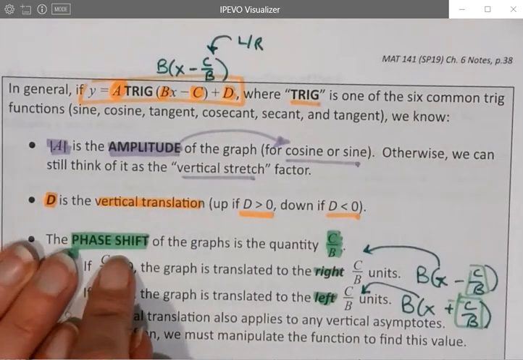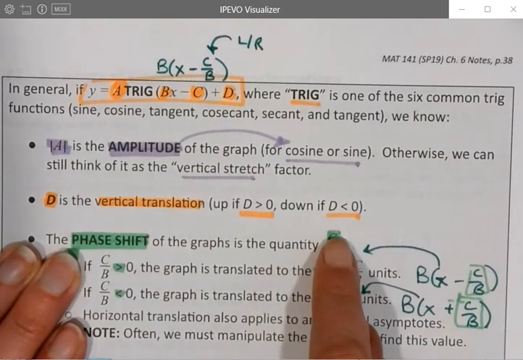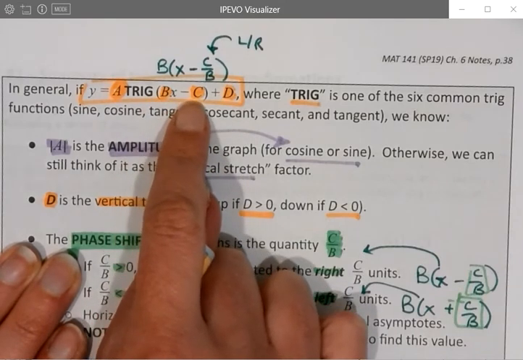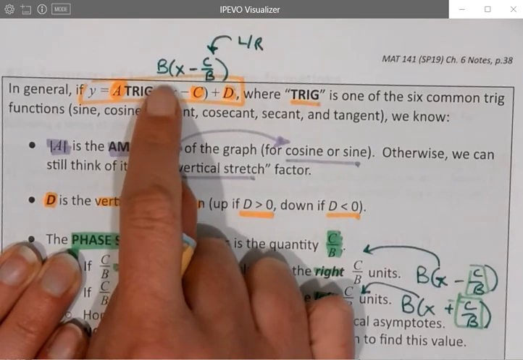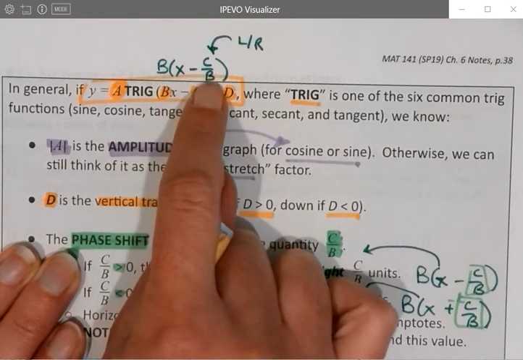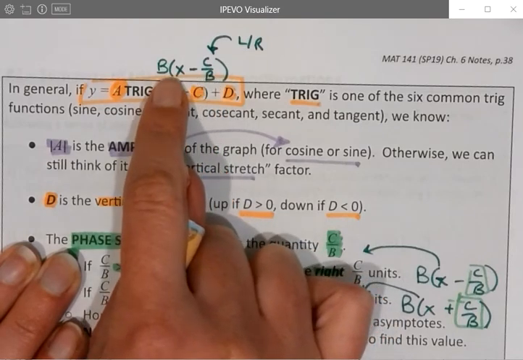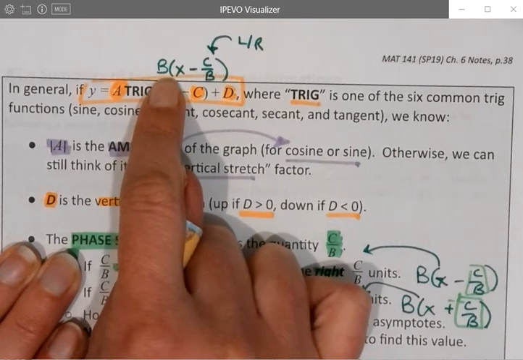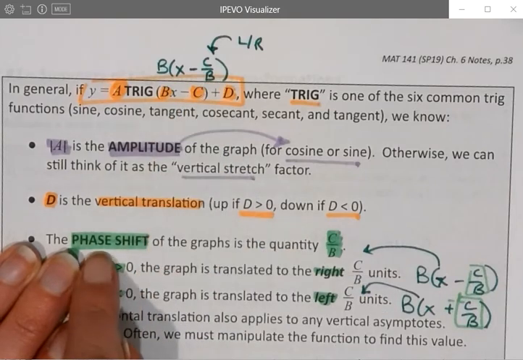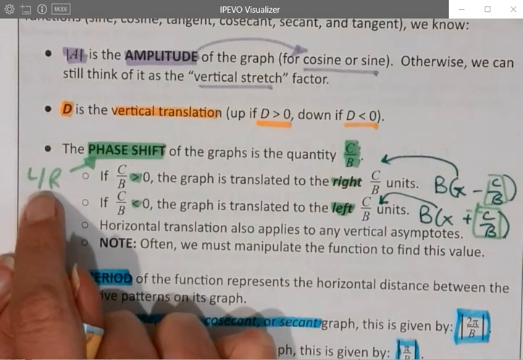Then we do get a fancy name for our phase shift. So the phase shift of the graph is the quantity C divided by B. So if I have it written as Bx minus C, remember that we have to factor out B and make this B times x minus C divided by B, and that's the phase shift. Because B is a multiplicative change, if you want to know the left-right shift, you need to have B factored out. So C itself is not the left-right shift, it is C divided by B, and the fancy name for that left-right shift is phase shift. So the phase shift is left-right.